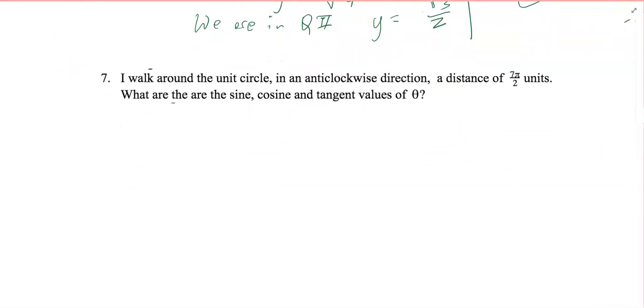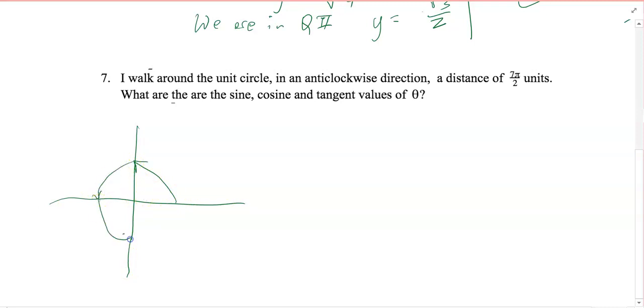Okay, now let's look at another example. I walk around the unit circle in anticlockwise direction, and I go a distance of 7 pi over 2 units. So this distance is pi over 2. We want to go 7 of these. So 1, 2, 3, 4, 5, 6, and 7. So we are right here. So we are right on this line. So this is where 7 pi over 2 is.